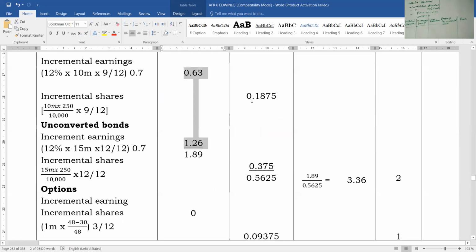So that is fine. The same with incremental shares, that and that one. So to get the total, you get 1.89 and 0.5625. So in order to get now the incremental earnings, that is earnings per incremental shares, you divide the incremental earnings by the incremental shares. So any question up to that point?